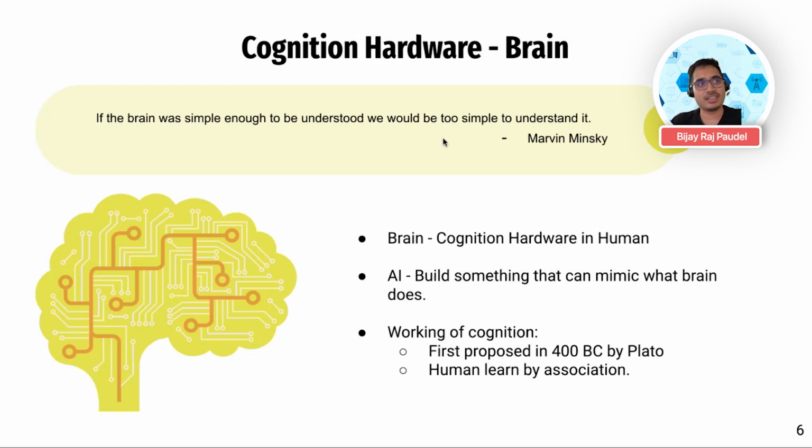So the brain is the cognition hardware in humans. AI is building something that mimics the brain, a very complex brain. And how cognition works was first proposed very early, around 400 BC, by none other than Plato. He proposed that humans learn by association. They associate one thing with another, and that is how they learn.